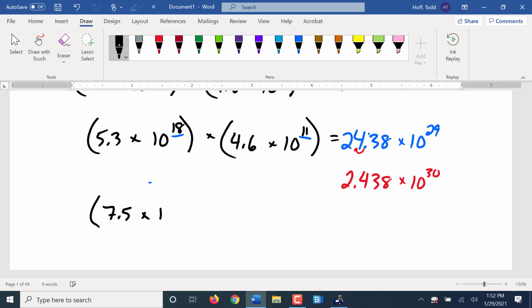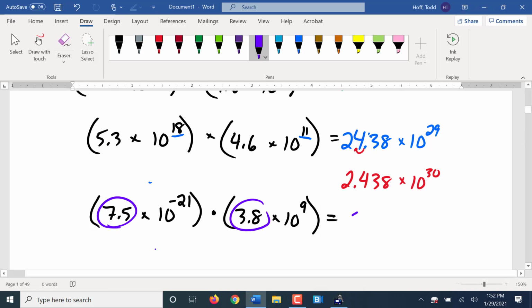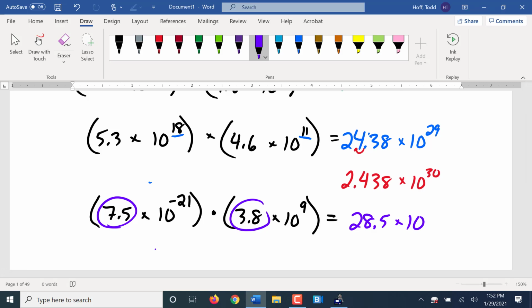We might have 7.5 times 10 to the negative 21st times 3.8 times 10 to the 9th. So 7.5 times 3.8 is 28.5, good. Times 10 to the negative 12, good. Negative 21 plus 9 is negative 12.